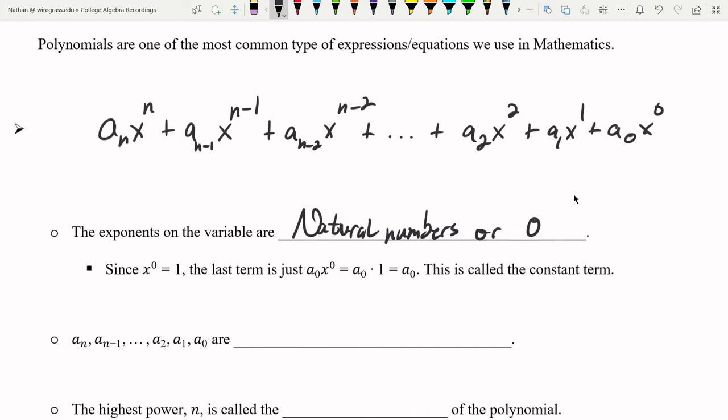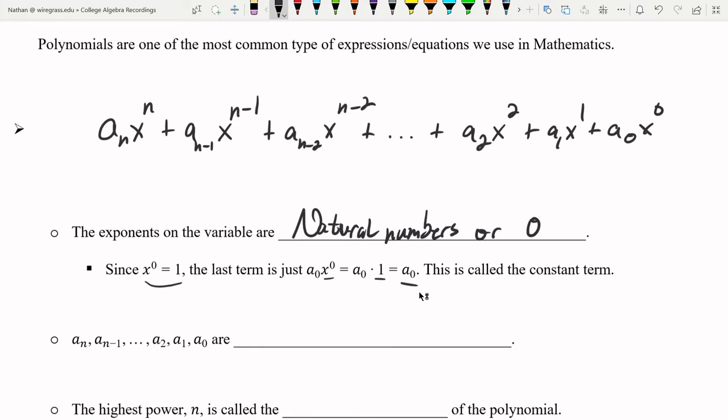Now, the exponents on the variables are natural numbers or 0. So that really makes them whole numbers. But the idea is that they're just these: 1, 2, 3, 4, 5, 6, 7, 8, 9, 10, 11, 12, never decimal numbers and not negative numbers. Now, 0 is a little bit weirder because when you have x to the 0 power, we get just equal to 1, right? Anything to the 0 power is 1. And so this last term, a naught x to the 0, just becomes 1, and a naught times 1 is just a naught, or a_0.